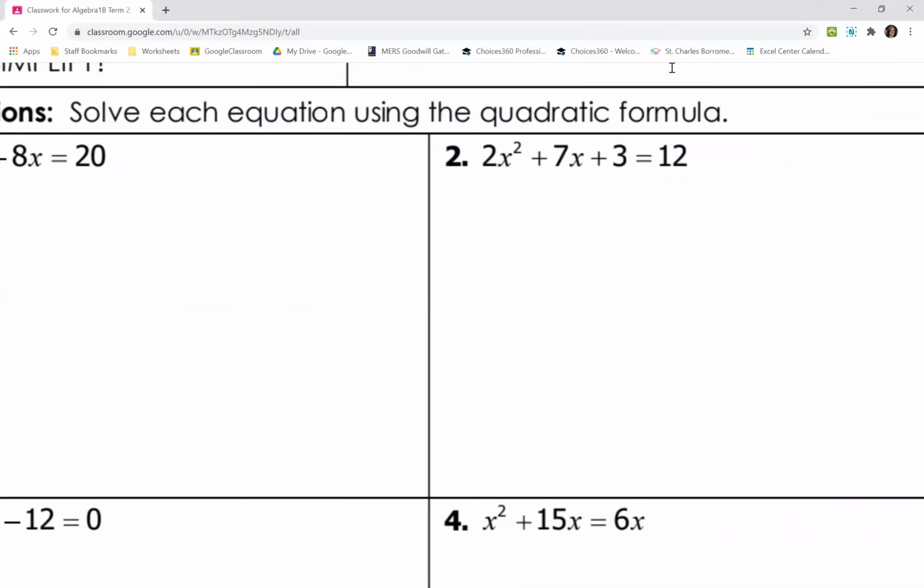So, number two, I'm going to let number two be for you, but I'm going to give you a hint first. Make sure you subtract those 12s, so that you're left with 2x squared plus 7x minus 9 equals 0. Okay, 2 is your a, positive 7 is your b, negative 9 is your c.